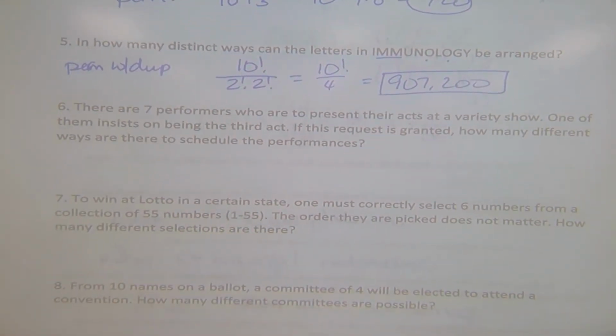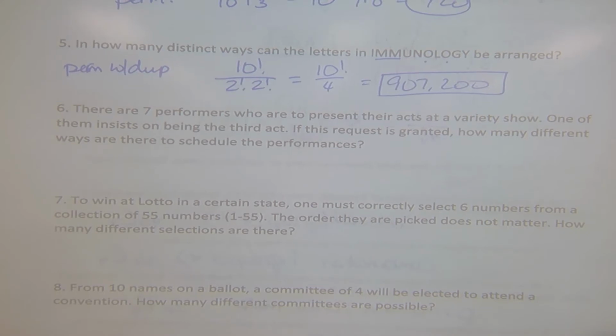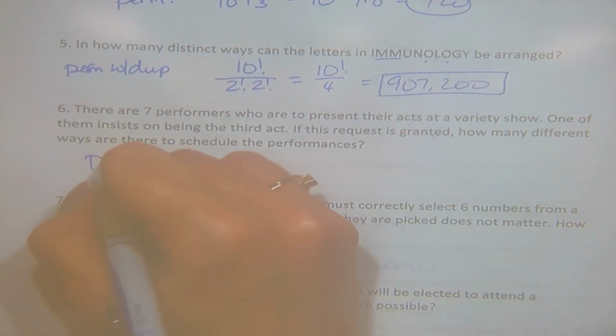Number 6. Number 6 is a permutation. I can do number 6 as a permutation problem or as a factorial.